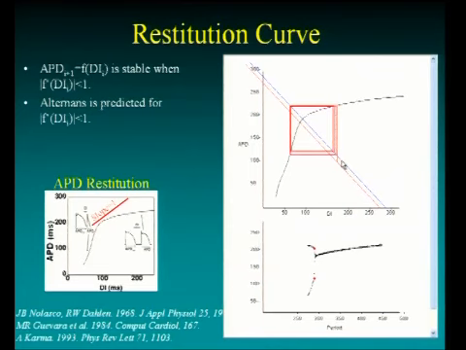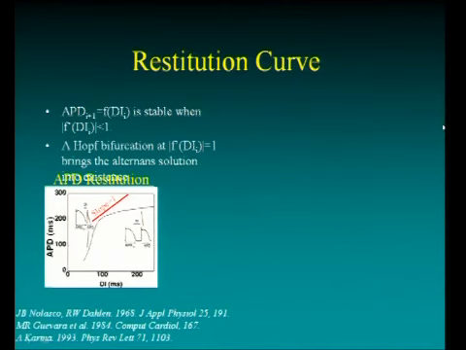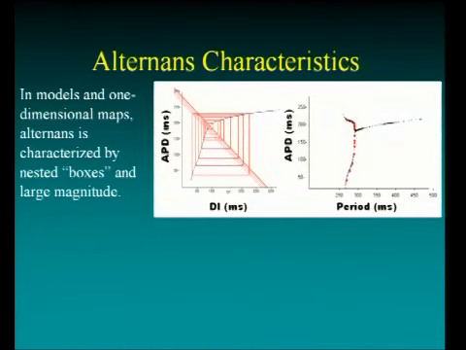I'm going to make some comments on the following slide about these boxes. So this is what I'll be referring to. This is the box that you get when you connect the long and short action potential durations on the restitution curve with this line defining the cycle length.